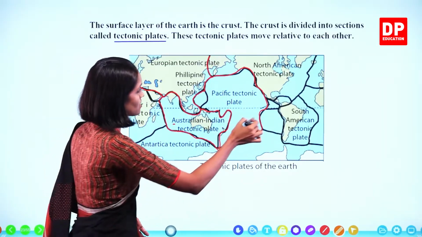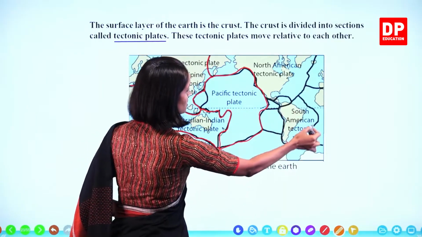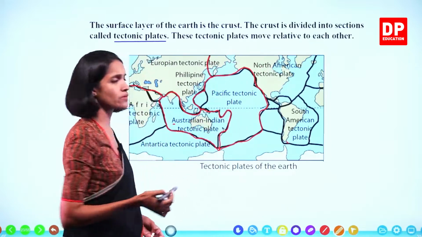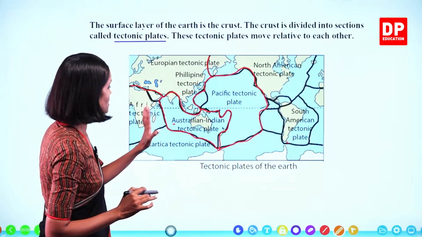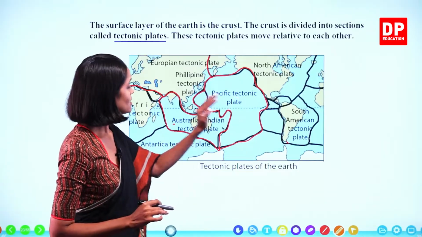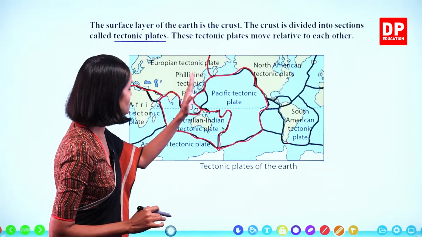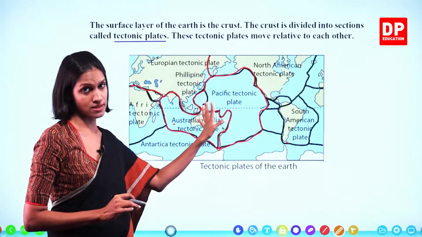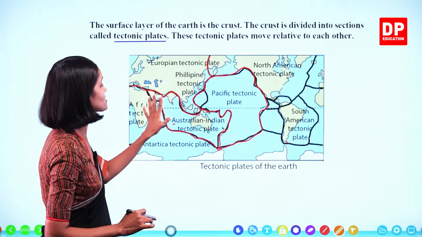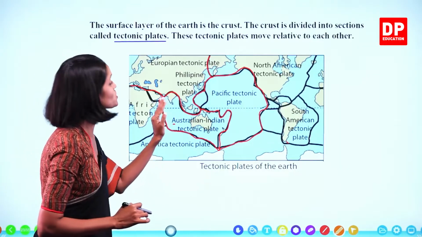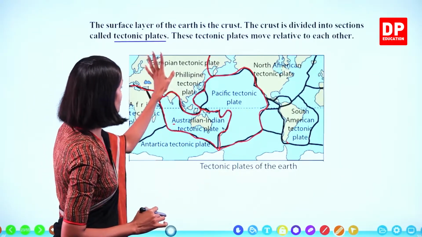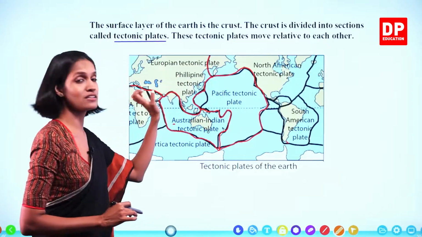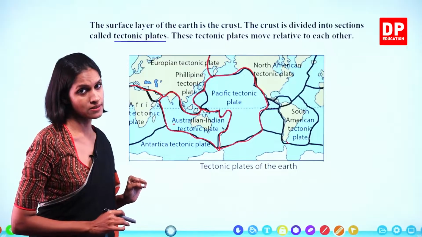Right? There's another one here. South American tectonic plate is present. North American tectonic plate is present. Okay, children? Which means the earth crust is divided into these huge slabs of rocks, right? And these are known as tectonic plates. The speciality of tectonic plates is that oceans and lands are both contained in the same tectonic plates.